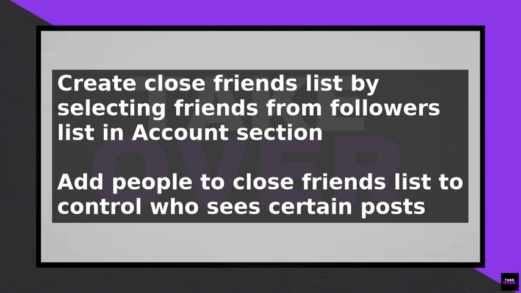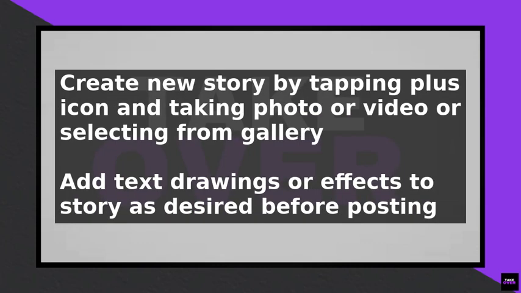Once you have created your close friends list, go back to the Instagram home screen and tap the plus icon in the top right corner to create a new story. Take a photo or video, or select one from your gallery. You can then add text, drawings, or other effects to your story as desired.